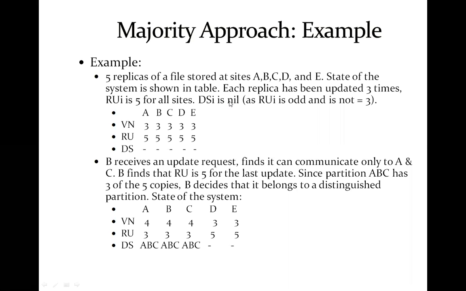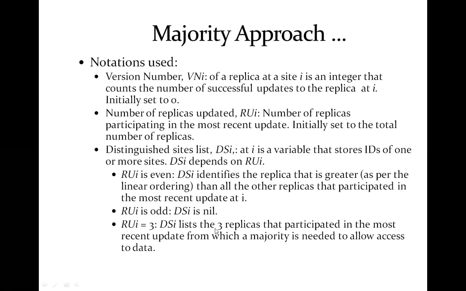Why is it null? Because it has already been told that if RUI is odd and it is not equal to 3, there is no meaning of giving any information in the form of a DS. It is irrelevant. This was discussed just before in the previous lecture, that if RUI is odd, then DSI will be nil unless RUI is 3.